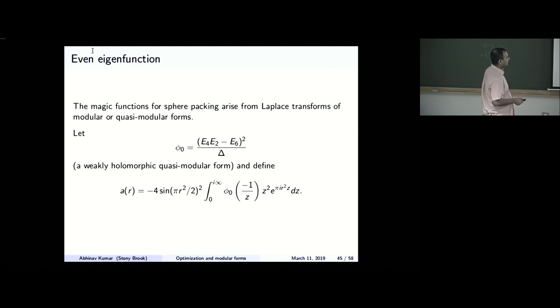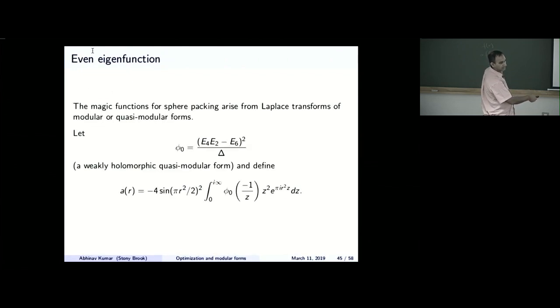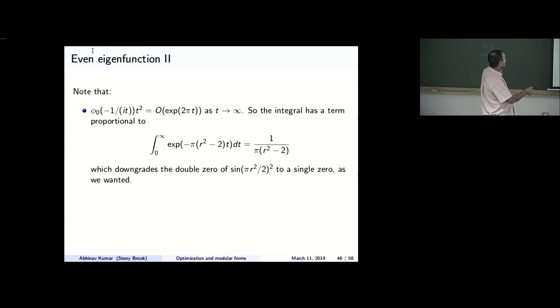You get a pole at, well, this integral turns out to have a pole at r equals square root of 2. So let me say it on the next page. If you look at z equals it, you get phi naught of i over t times t squared. And so that thing has an exponential growth. So you get e to the pi r squared t minus pi r squared t plus 2 pi t. So you get an r squared minus 2 showing up there, and that goes in the denominator. So what that does is give you a simple pole, and that downgrades the double zero to a single zero. That's the first thing it does.